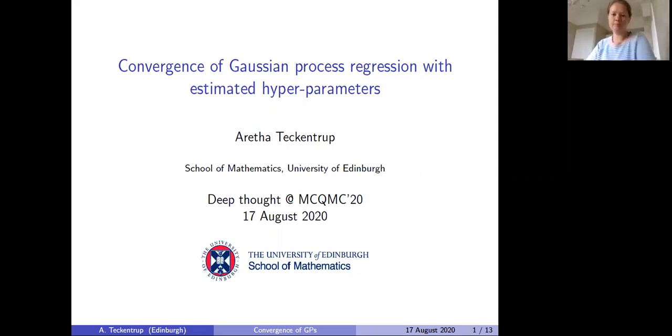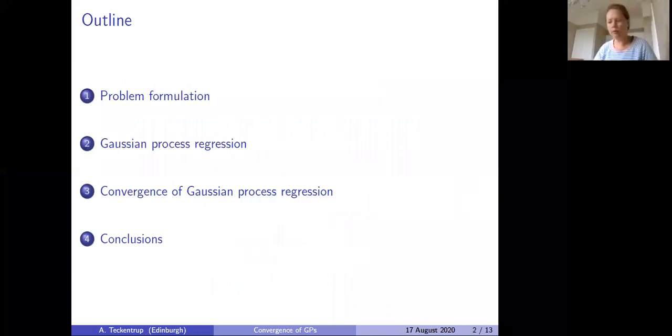So what I want to talk about today is the use of Gaussian process regression, and in particular convergence properties. I'm going to start with a very brief problem formulation, just so that we're all clear on the problem that I'm trying to solve. I'm then going to tell you how you can solve it using Gaussian process regression. And I'm then going to talk about convergence properties of this method, so some convergence results, and then in the end, some conclusions.